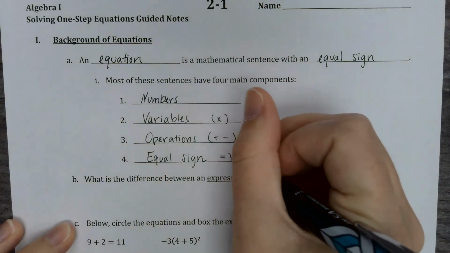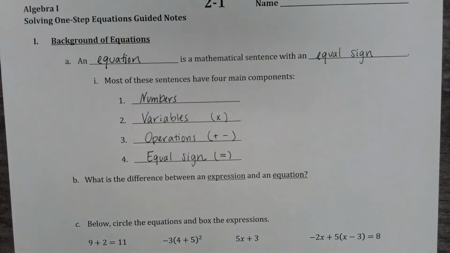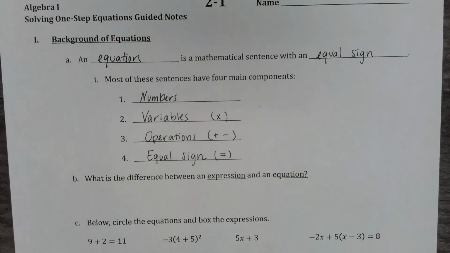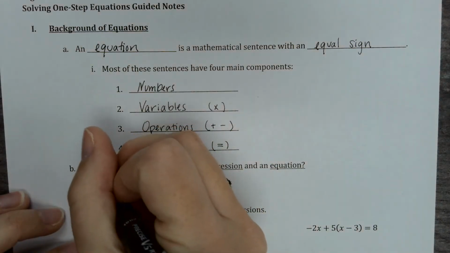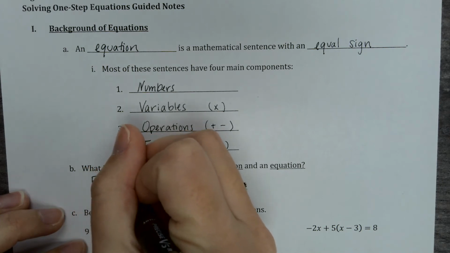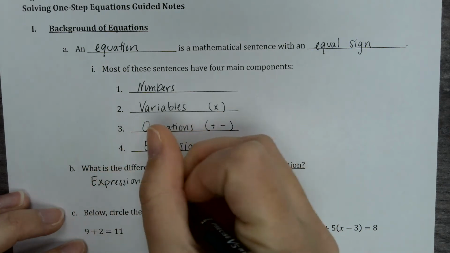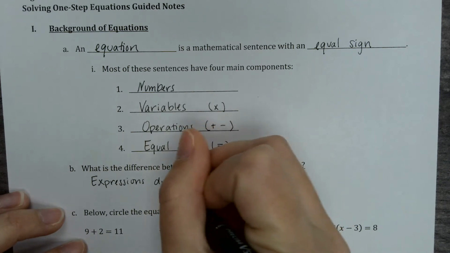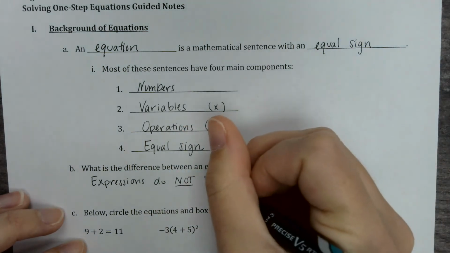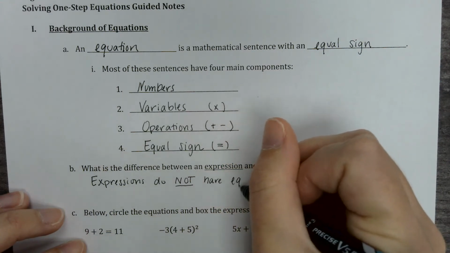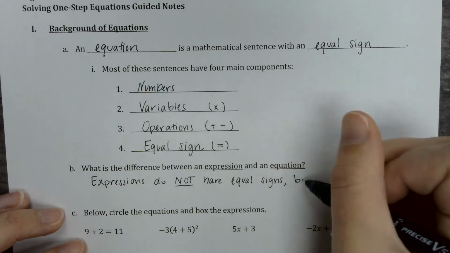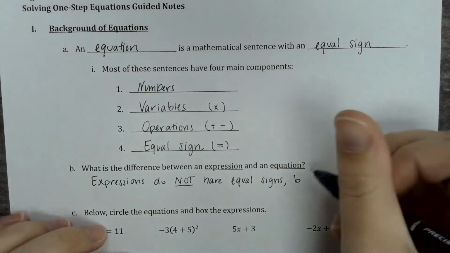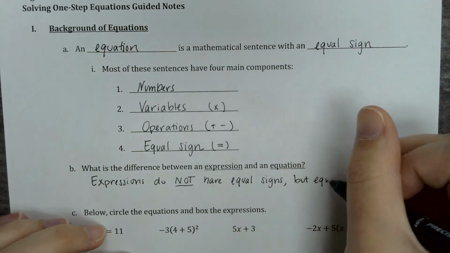So there's got to be an equal sign. So we were talking about expressions last unit, and now we're talking about equations. So the biggest difference between an expression and an equation is that expressions don't have equal signs. But equations, think of equations, equal, equations do.